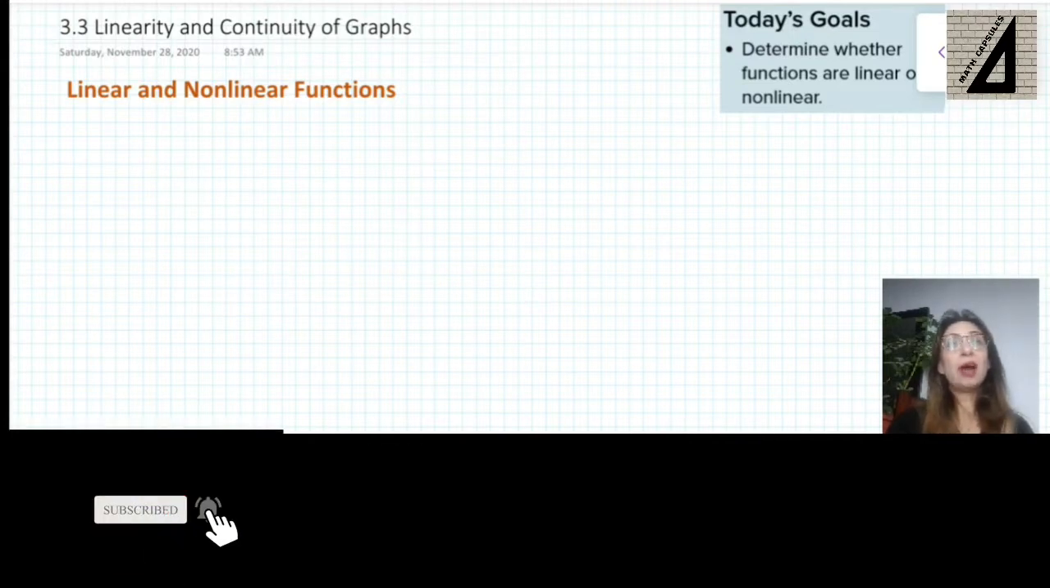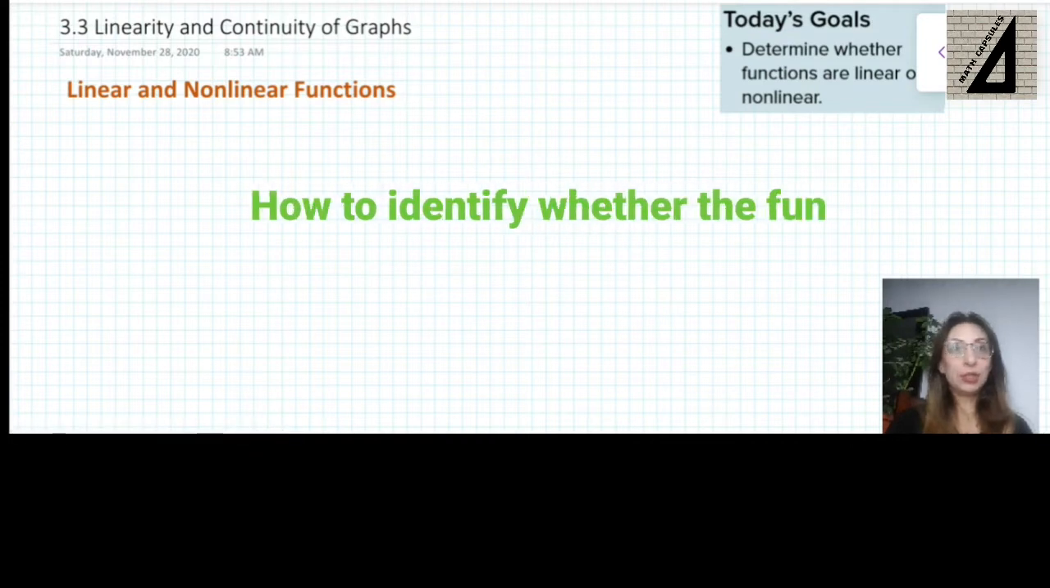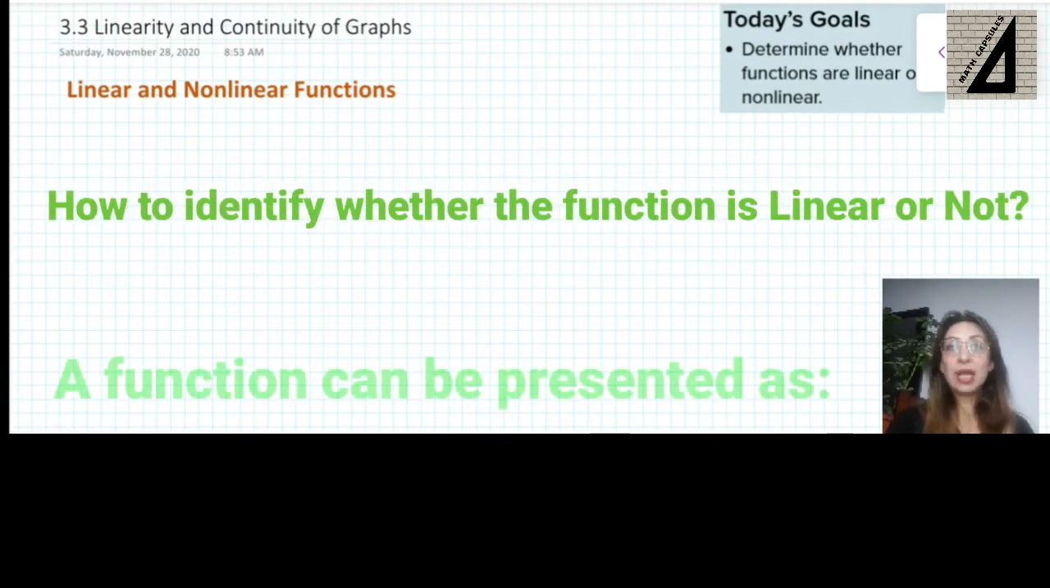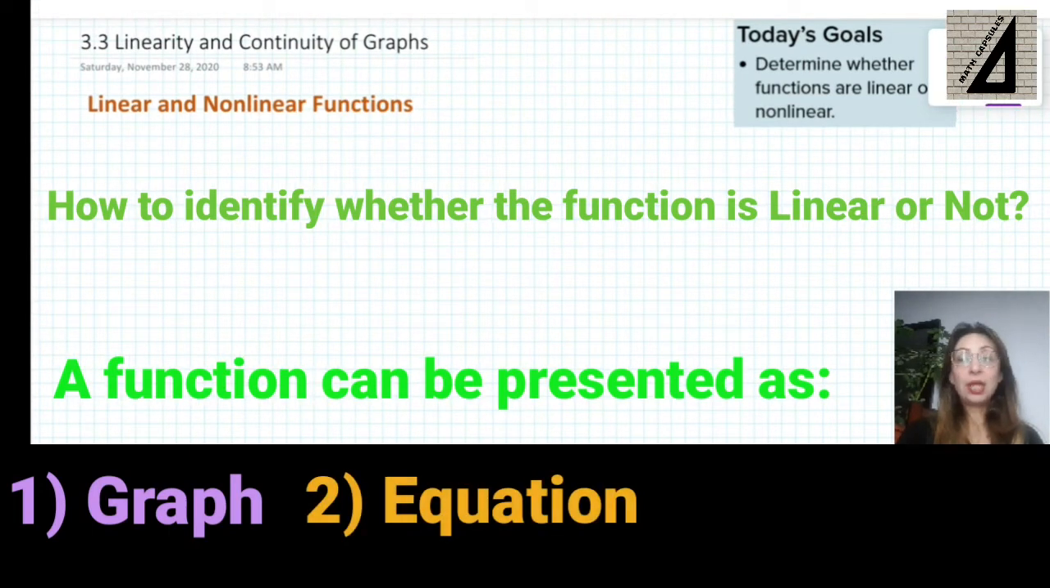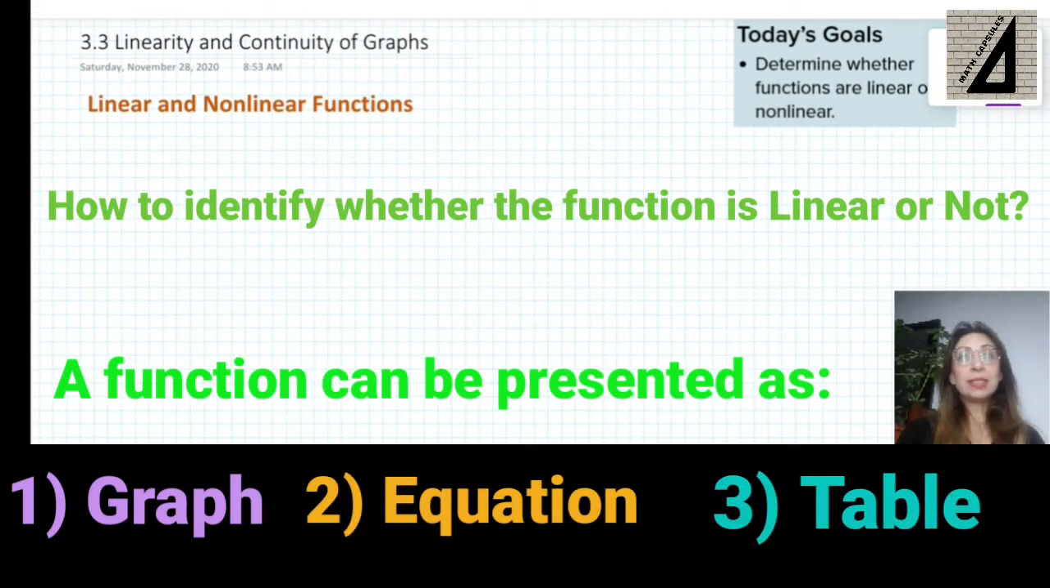How can I identify that a function is linear? A function can be given as a graph, and it can also be given as an equation, and it can also be given as a table. So in this lesson, we are going to learn how to identify if the function is linear or not, given a graph or equation or a table.